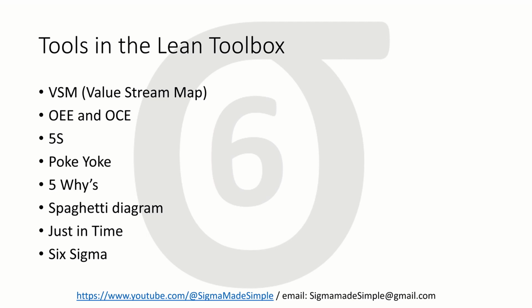The tools in Lean Sigma include, but are not limited to, the following: a VSM, or value stream map, which shows the life of your product on one piece of paper. OEE and OCE are scores showing the effectiveness of your equipment or work cells. 5S is keeping an organized and clean work area.